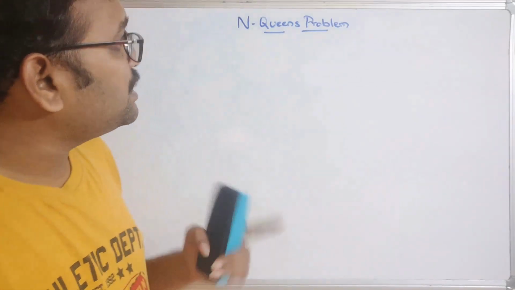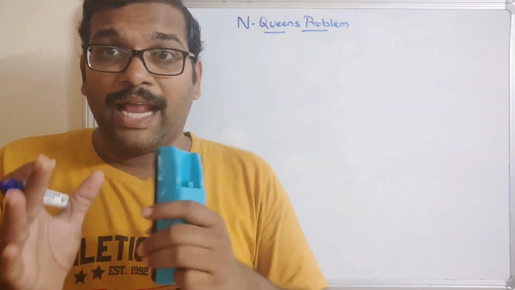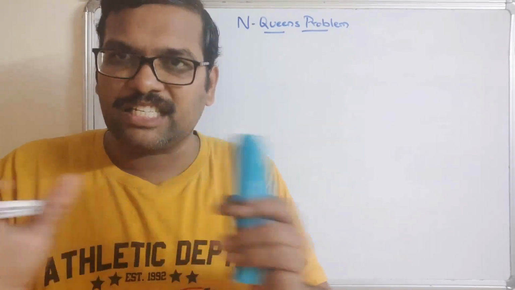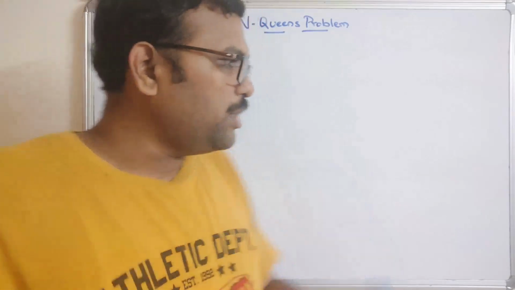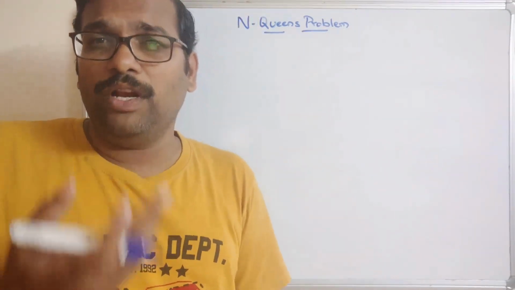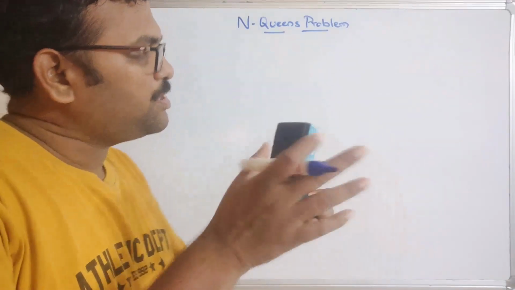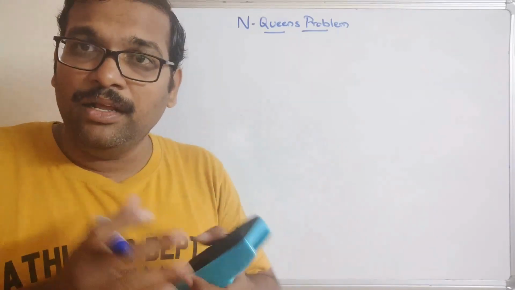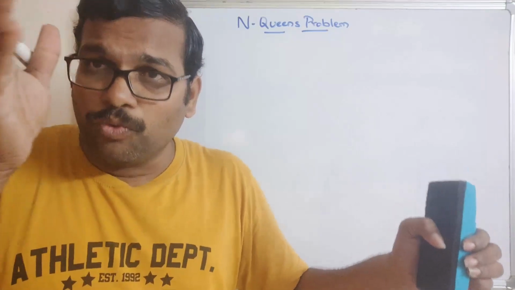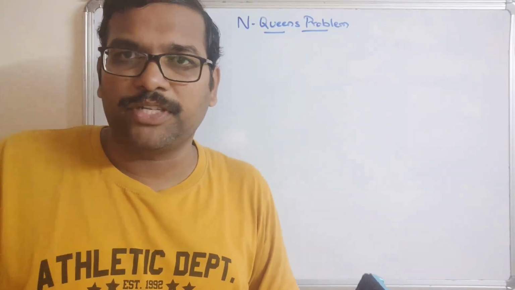Now let us see what is meant by the n queens problem. It is arranging queens on a chessboard. We know that in the chess game we have a queen, usually called a mantri. We know the moves that can be made by the queen. The queen can move any number of steps along a row, any number of steps along a column, and any number of steps in a diagonal way, right?